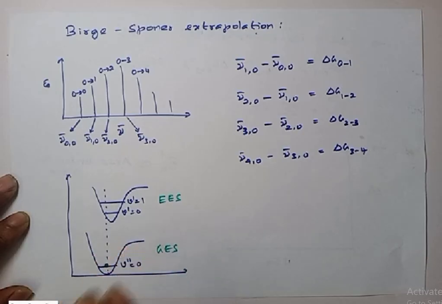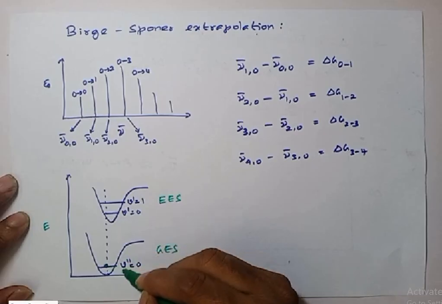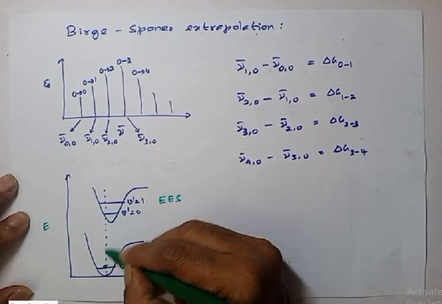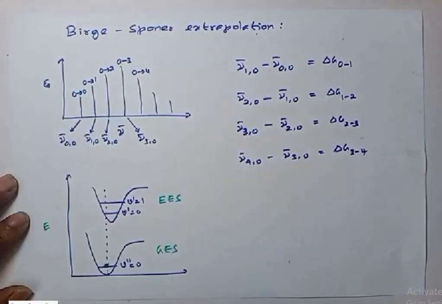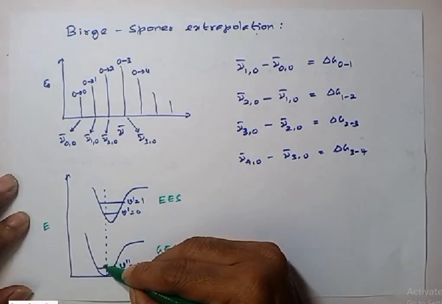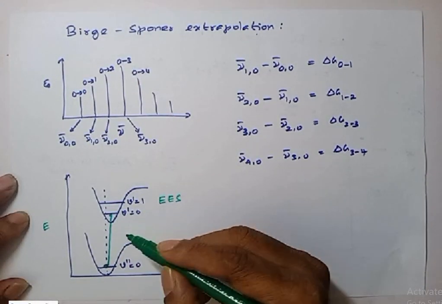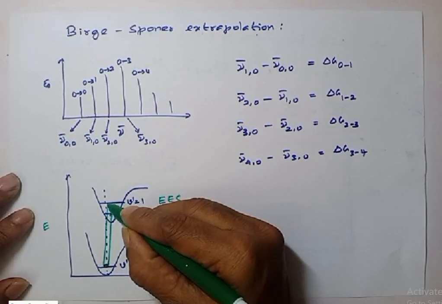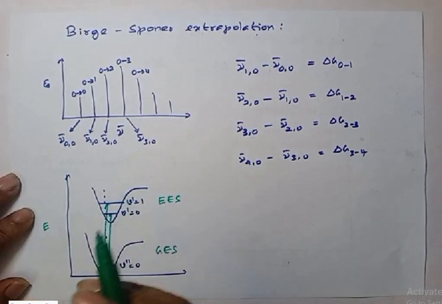I repeat, at room temperature, 99.9% almost all molecules are present in the V double prime 0 level of the ground electronic state. When you pass radiation, what will happen? The molecules present in the V double prime 0 level can undergo excitation. They get excited. It may go to V prime 0 level, or it may go to V prime 1, V prime 2, V prime 3, etc.